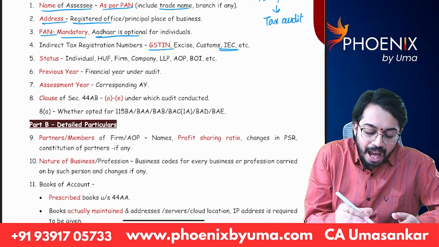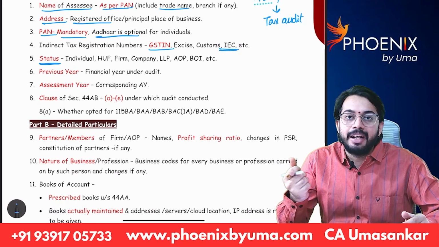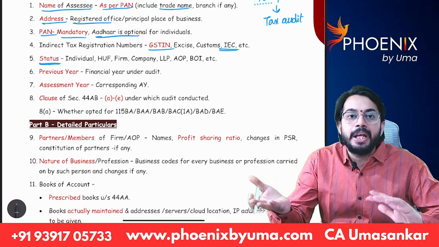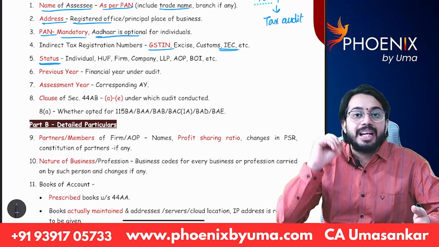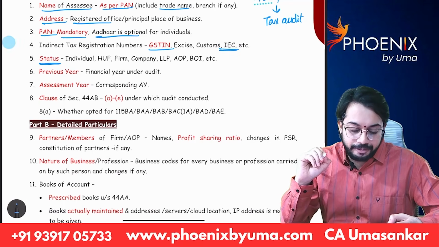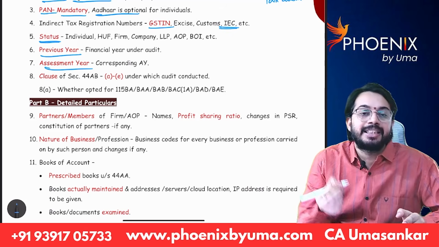Question number 5, I will mention the status of the assessee. Whether ABC Private Limited is an individual, company, LLP, AOP, BOI? It is a company, right? I will write ABC Private Limited is a company. That is question number 5. Next, I will write the previous year. I will also write the assessment year.